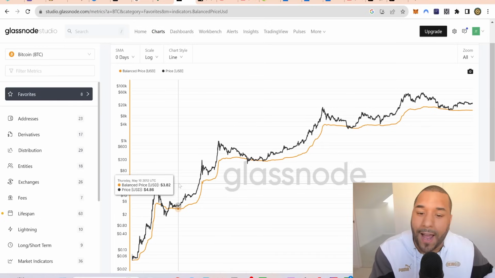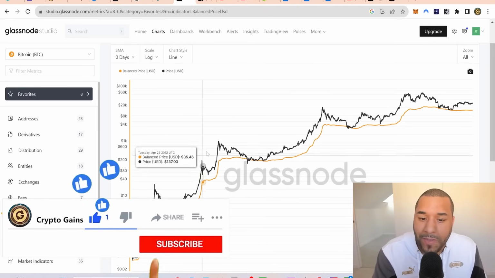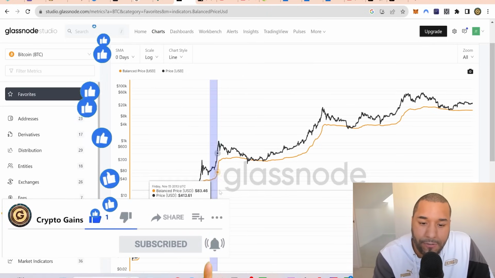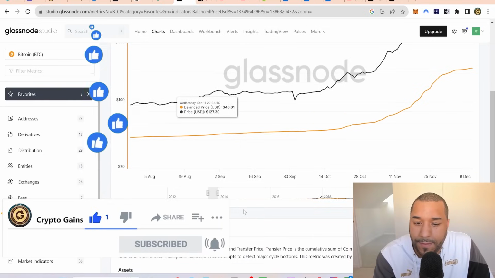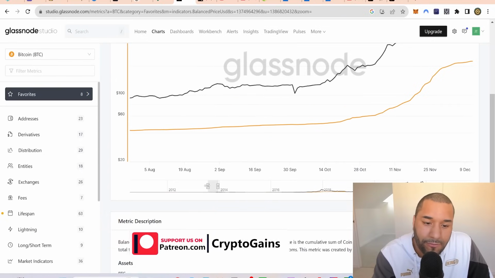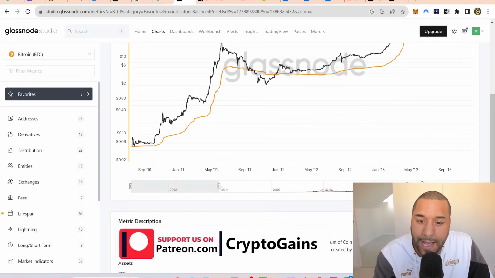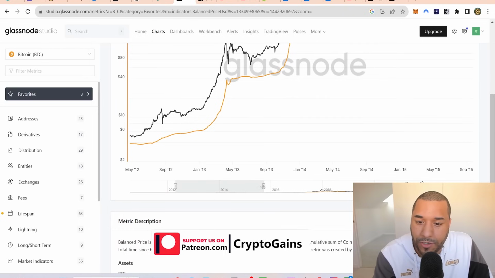When we're trying to time the market, when we look at Glassnode to know, are we at the bottom? Are we going up? Every time Bitcoin's had a rally, let me zoom this back out. Every time Bitcoin's had a rally, in every cycle, you can see, let me just zoom this out.